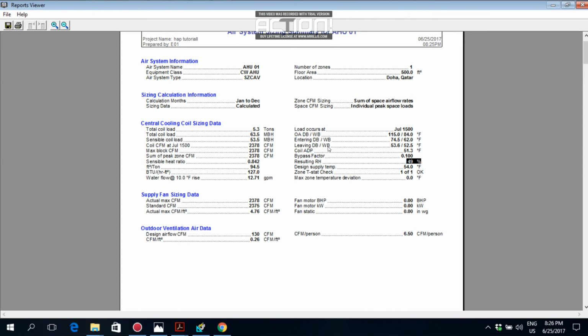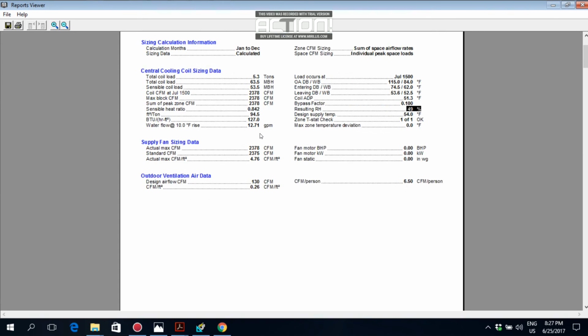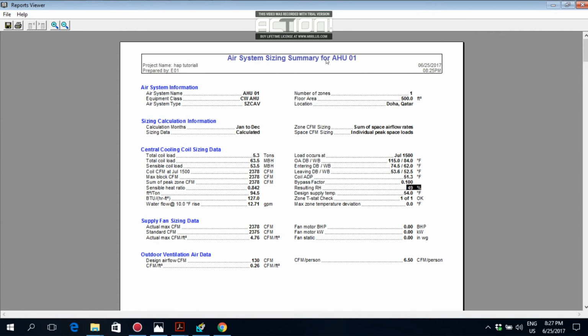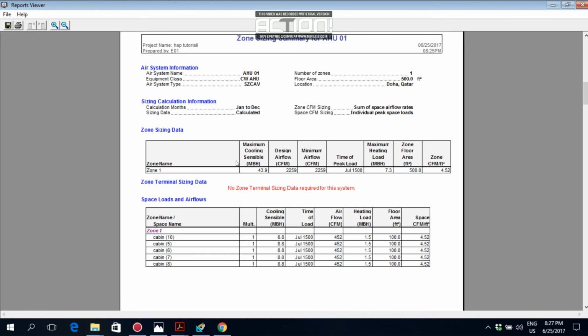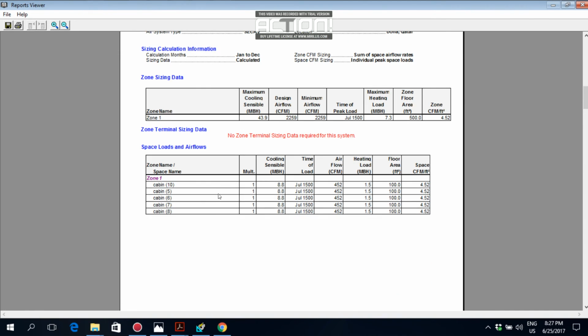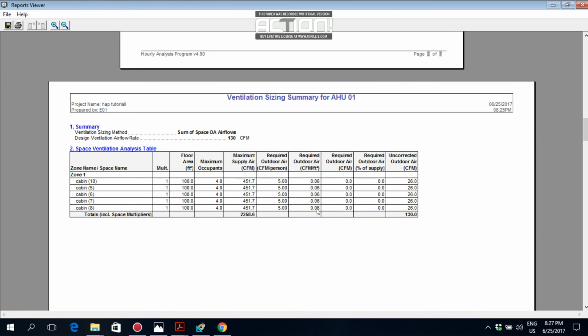But here the main important point is this is the report, which is the system sizing summary. You will have many reports. For example, this is the zone sizing summary. For each and every room, these 5 rooms we have added individually, you will find what is the load in the individual area and the individual CFM. See, the CFM is the same because I did not change any area or lighting fixtures. That's why it's showing the same load and the same airflow requirement.